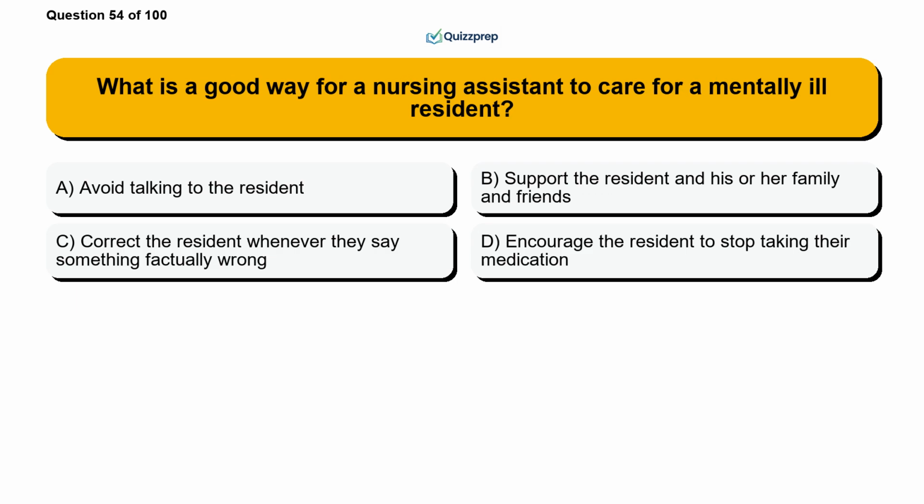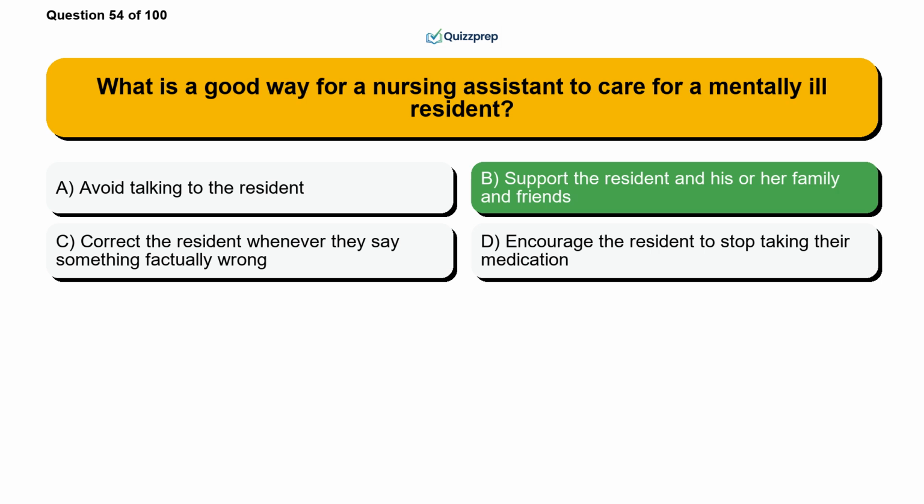Question 54. What is a good way for a nursing assistant to care for a mentally ill resident? Option A, avoid talking to the resident. Option B, support the resident and his or her family and friends. Option C, correct the resident whenever they say something factually wrong. Option D, encourage the resident to stop taking their medication. The correct answer is option B, support the resident and his or her family and friends.